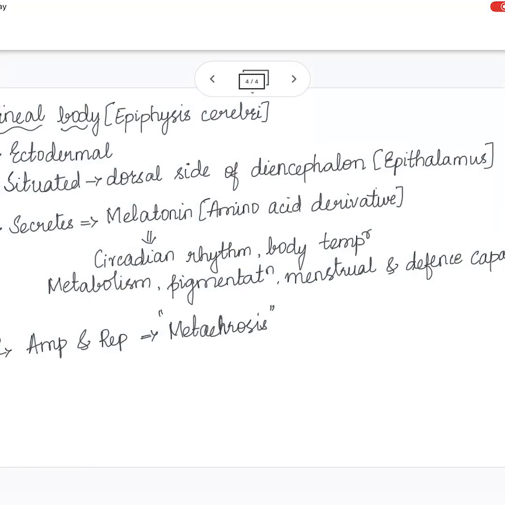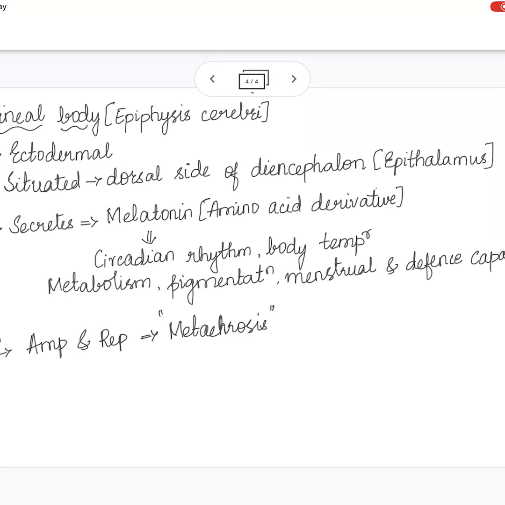Coming to the next one, the pineal body. Pineal gland or pineal body is also known as what? Epiphysis cerebri. They can give either of the names. Epiphysis cerebri is also correct. Pineal body. What is the origin? Origin of this is ectodermal. The previous gland, thymus, was endodermal. This one is ectodermal in origin.